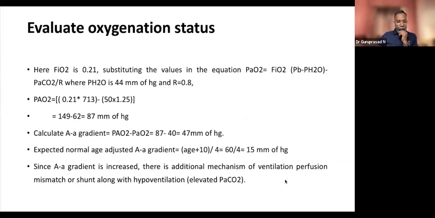Next, oxygenation status. You calculate the AA gradient. The alveolar oxygen has come as 87. The PaO2 is 40. So the AA gradient is 47. For the patient's age, the patient is 50 years, the calculated AA gradient should have been 15, but it is more than that. That means there is also an associated lung pathology, and that is the cause for hypoxemia.